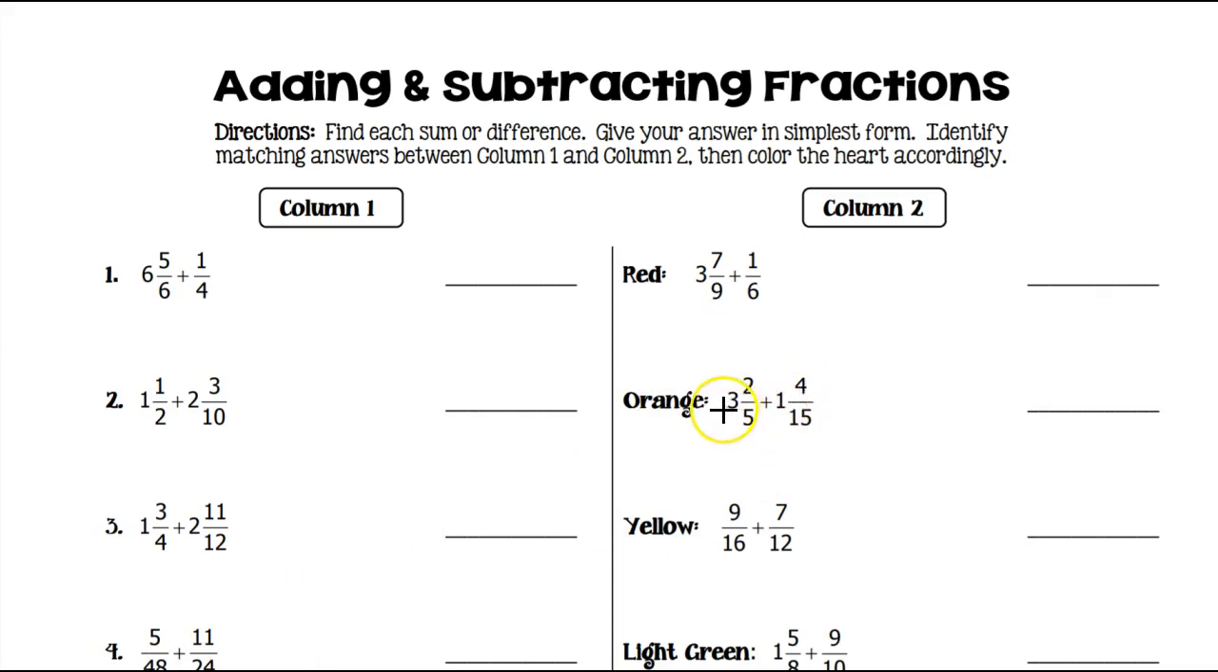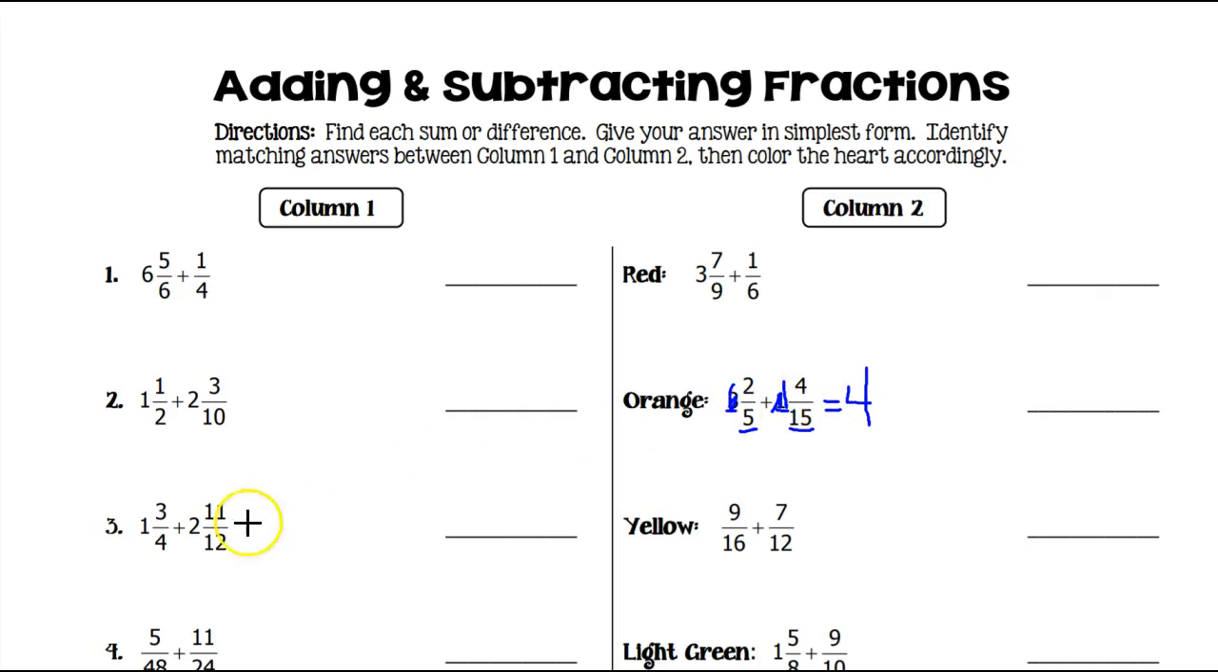So I automatically see that I have 2 whole numbers. If I go ahead and take care of my whole numbers, I can say 3 plus 1 is 4. So I can get rid of those whole numbers. But I can't add my fractions yet because I have 5 and 15, and I know that 5 and 15 are not the same, so I need to make them the same.